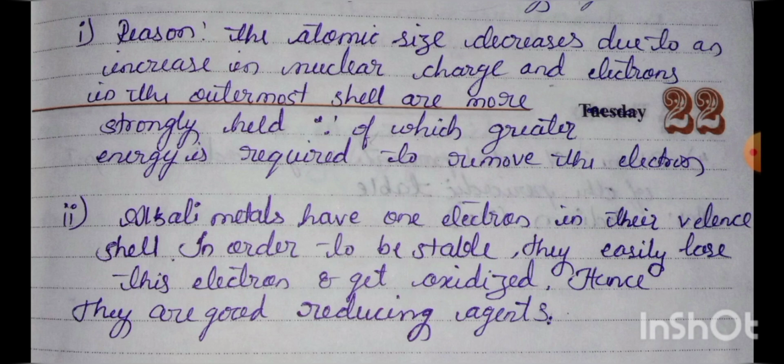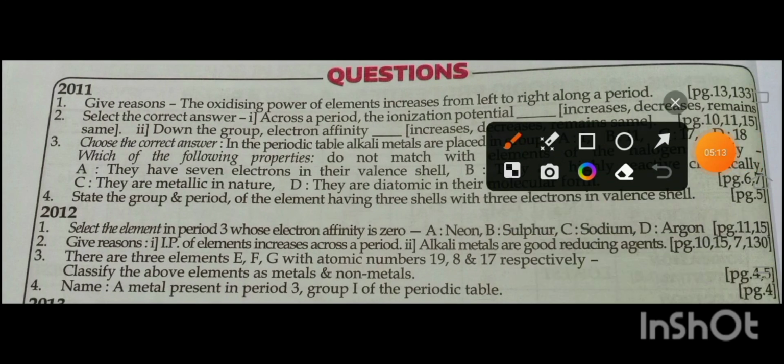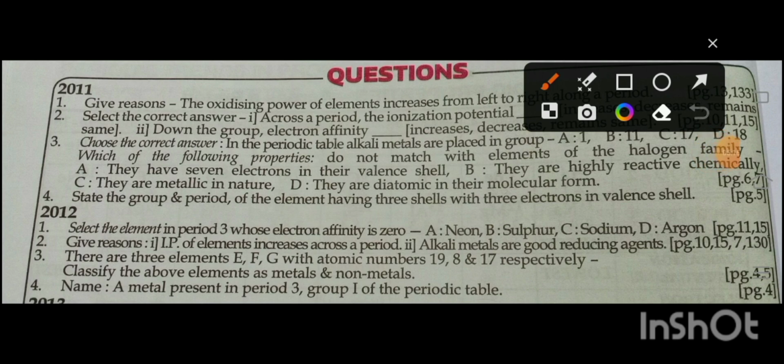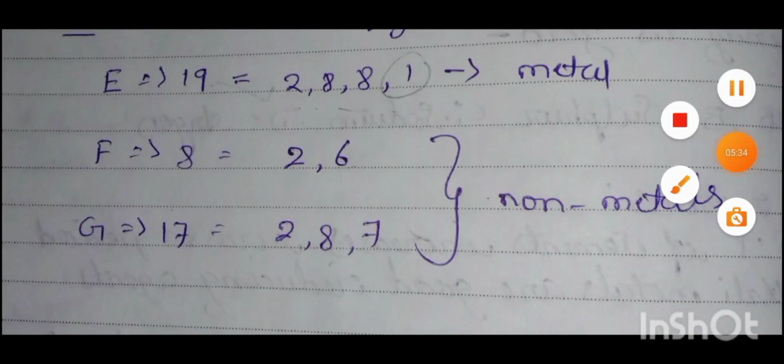Okay, next question. I'm sorry, third one. There are three elements E, F, G with atomic numbers 19, 8 and 17 respectively. Classify the above elements as metals and non-metals. First, we will write the electronic configuration for that. Okay, I did it here already.